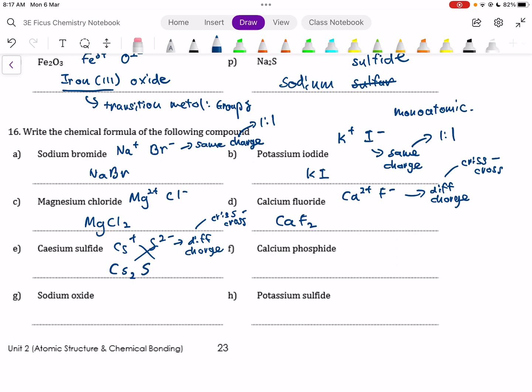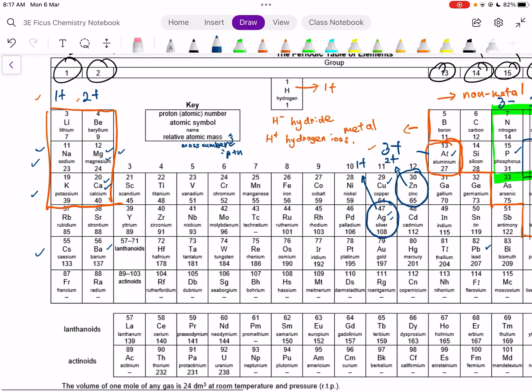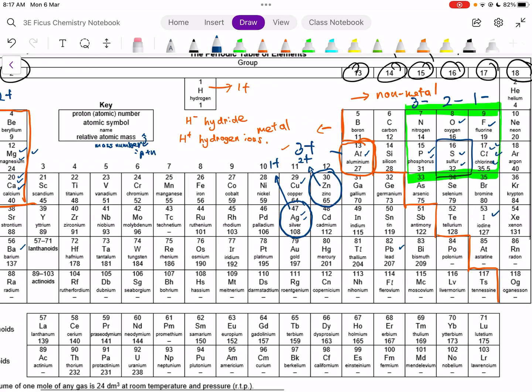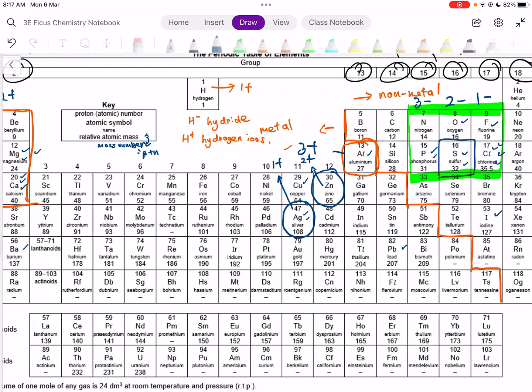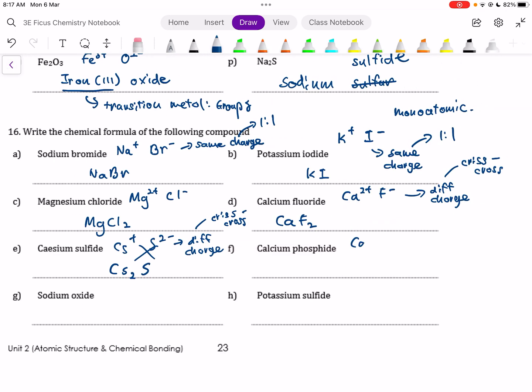Okay, next thing I have calcium phosphide. The same calcium as just now. Calcium is here. Phosphorus is here. Phosphide is the anion of phosphorus. Group 15, so it's 3 minus. So this one is Ca2 plus P3 minus.